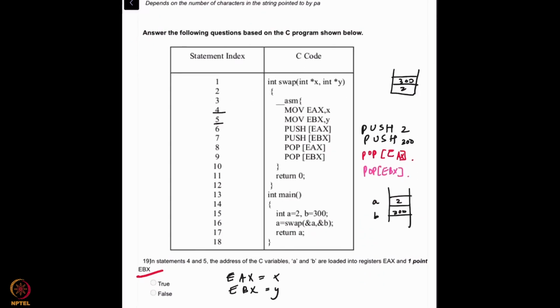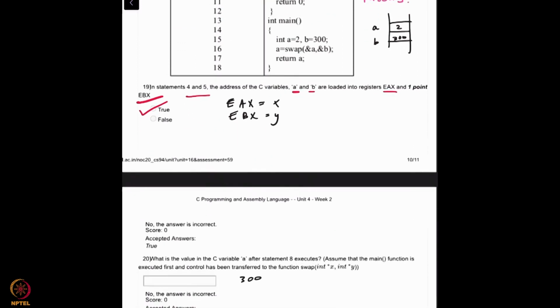So moving on to question 19. In statements 4 and 5, the address of the C variables A and B are loaded into the registers EAX and EBX. So what is happening here? X and Y are the addresses of variables A and B respectively. That is what is happening, and hence the answer is true.